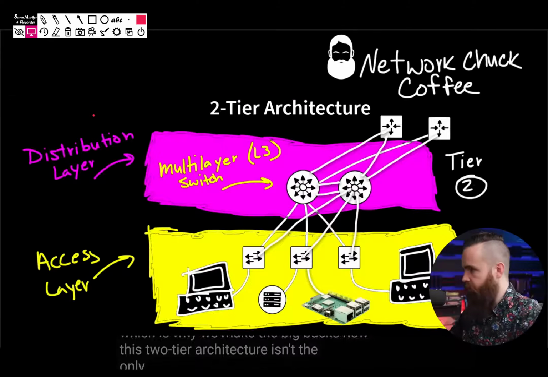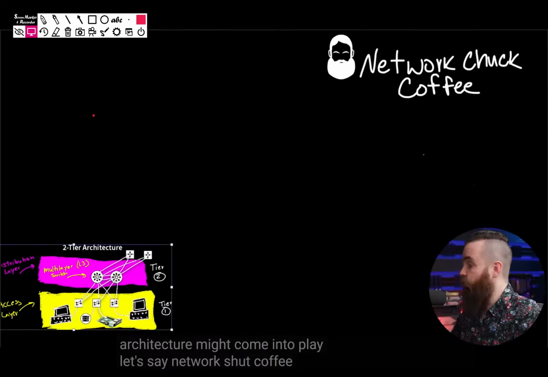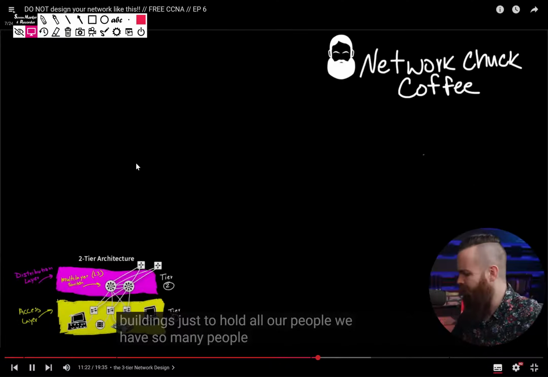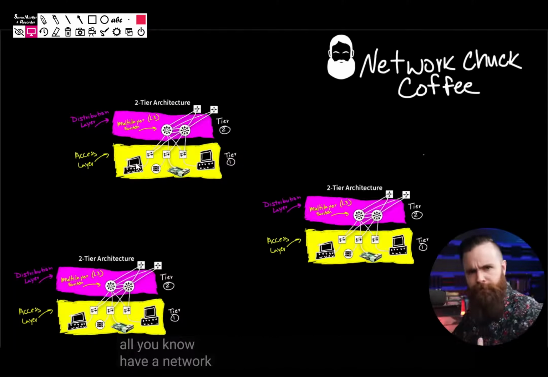Now, this two-tier architecture isn't the only kid on the block. Let me show you where a three-tier architecture might come into play. Let's say Network Chuck Coffee really just starts booming. Oh my gosh. And we have to add more buildings just to hold all our people. We have so many people now. Now we have three buildings, things are booming, it's amazing. But we need to connect our buildings together so we can all have a network. That's what we're doing here, right?